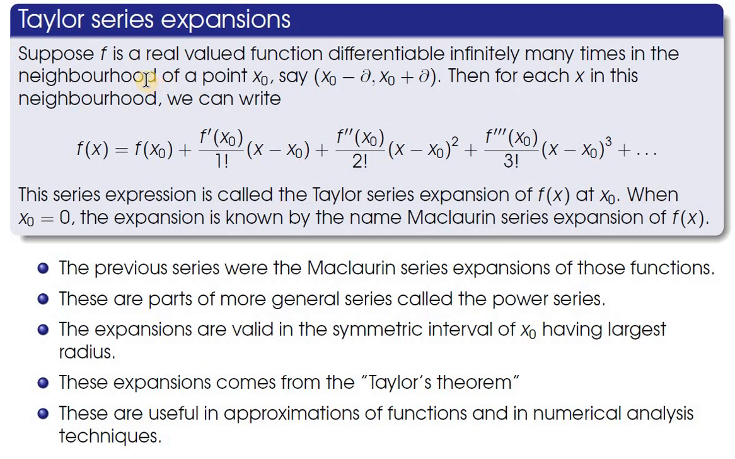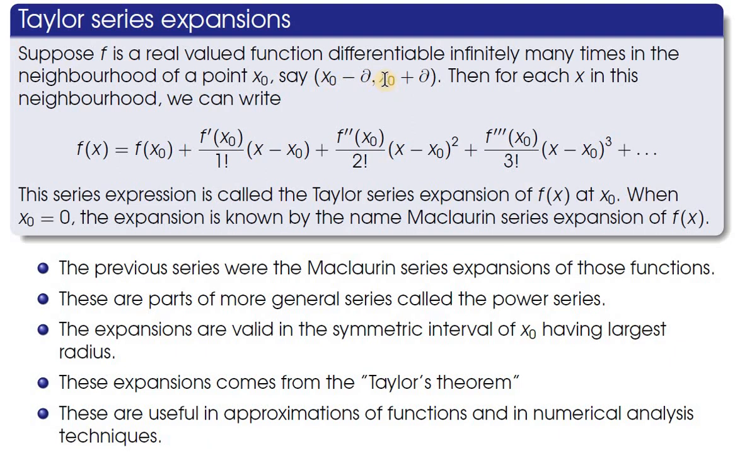The above expansions of functions were special cases of Taylor series expansions of functions. Now suppose f is a real valued function which is differentiable infinitely many times in the neighborhood of a point x naught. So f is a function defined from some domain like (a, b) to R, and suppose that f is differentiable at a point x naught, and it is also differentiable in a neighborhood of the point x naught. That is, the function is differentiable in a neighborhood like (x naught minus delta, x naught plus delta), where delta is a positive number. So this is a symmetric neighborhood.